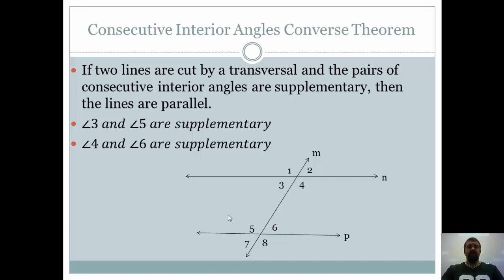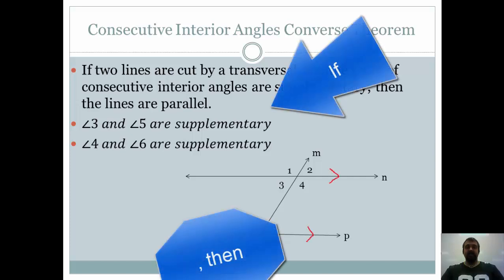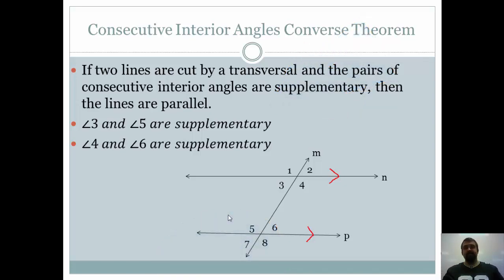So if angle 3 and angle 5 are supplementary, or angle 4 and angle 6 being supplementary, then I know that this is parallel. So again, all four of these, all they tell you is whether or not these lines are parallel. That's it.